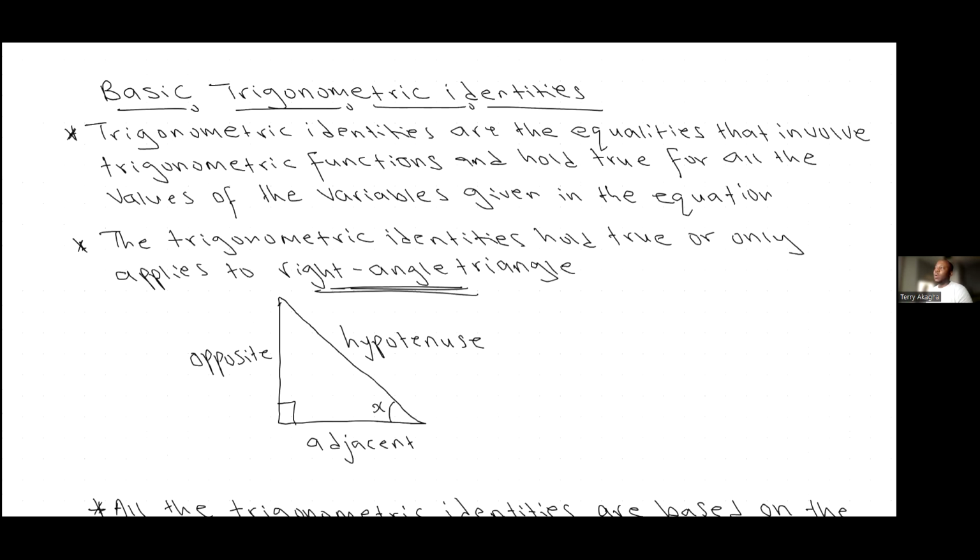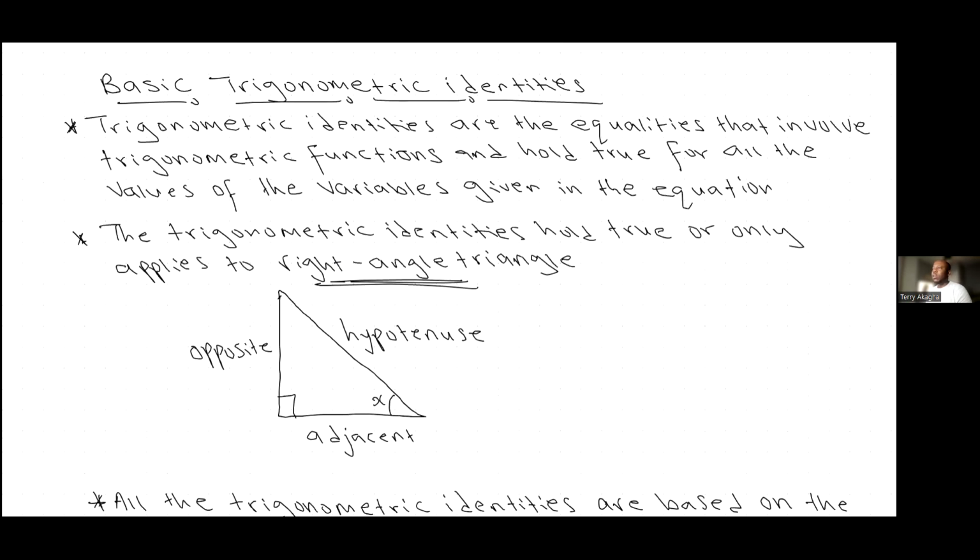So there are equalities that involve trig functions, and they hold true for all the values in that equation. And this only applies to a right angle triangle, okay, and not to any other form as well. All right, so let's talk about the types of trig identities we're going to talk about. So the trig identities or trigonometric identities, I call it trig identities. So there are several types.